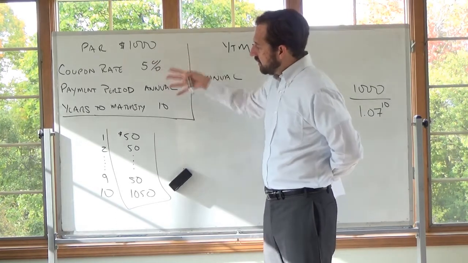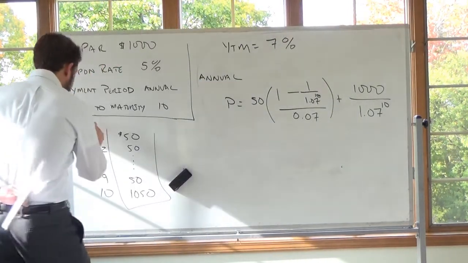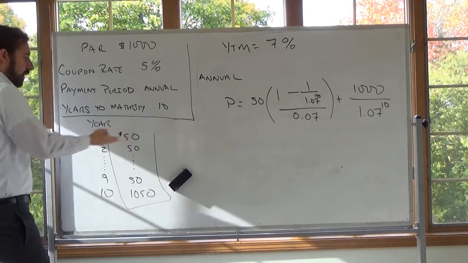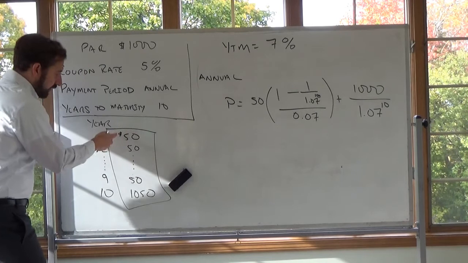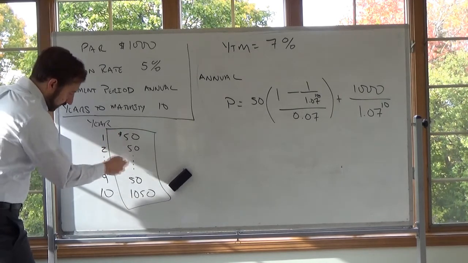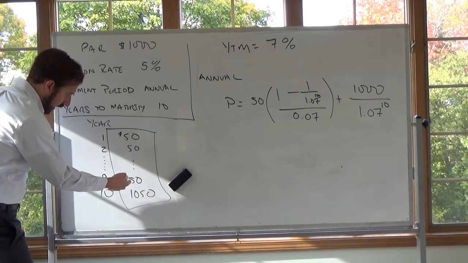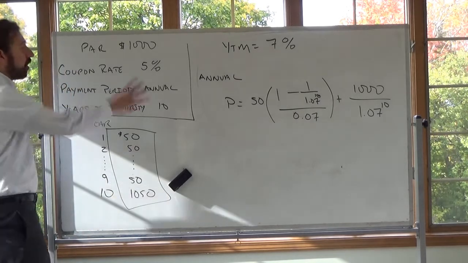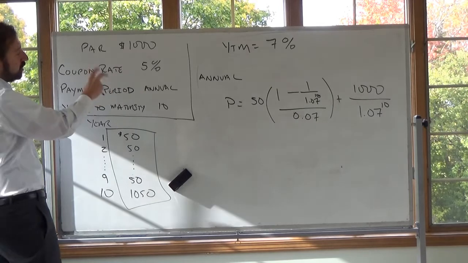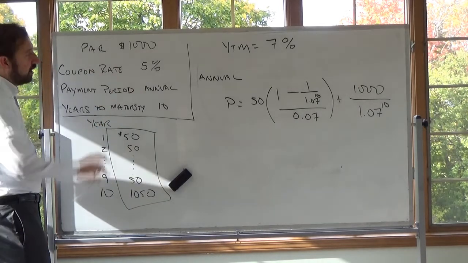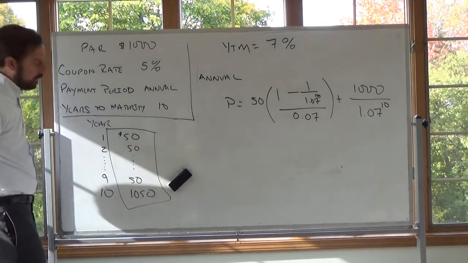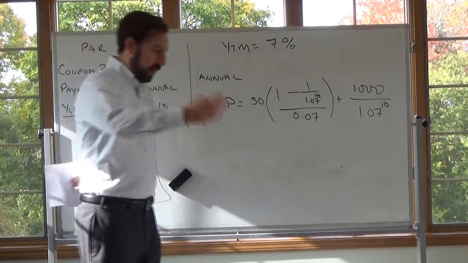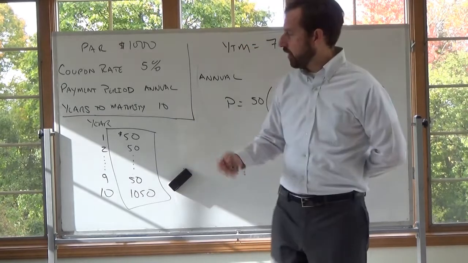So all this is here to tell you is that if we have years 1 through 10, the bond is going to pay $50 in year 1, $50 in year 2, $50 in year 3, down to $50 in year 9, and then $1,050 in year 10. Right? That's all that is here to tell you. Once you get that payment structure, you can forget the rest of that. So all this is here to do is give you the payment structure.